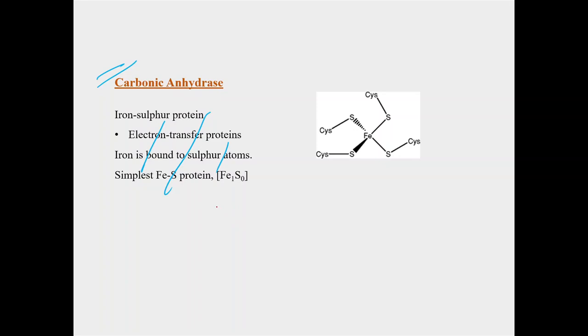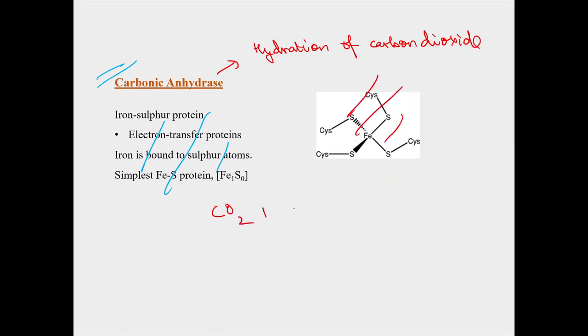So, carbonic anhydrase is basically, what carbonic anhydrase does is hydration of carbon dioxide. Hydration of carbon dioxide, CO2 plus H2O, and this is a reversible hydration of carbon dioxide. From there, we get HCO3 minus, which is the bicarbonate ion.